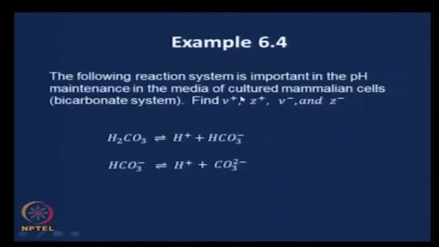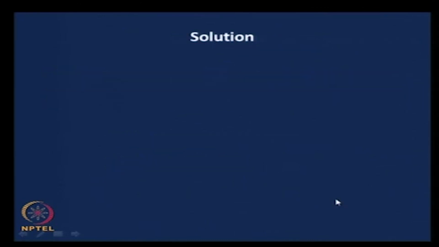Okay. It is essentially an exercise to get comfortable with the terminology, the stoichiometric coefficients, as well as the number of charges that are associated with these molecules. The reactions that we are considering here are H2CO3 going to H+ and HCO3-, that is the first reaction. For that you need to write nu plus, Z plus, nu minus, Z minus, you would have done that, and do the same for the second reaction. So, the solution is reasonably straightforward.